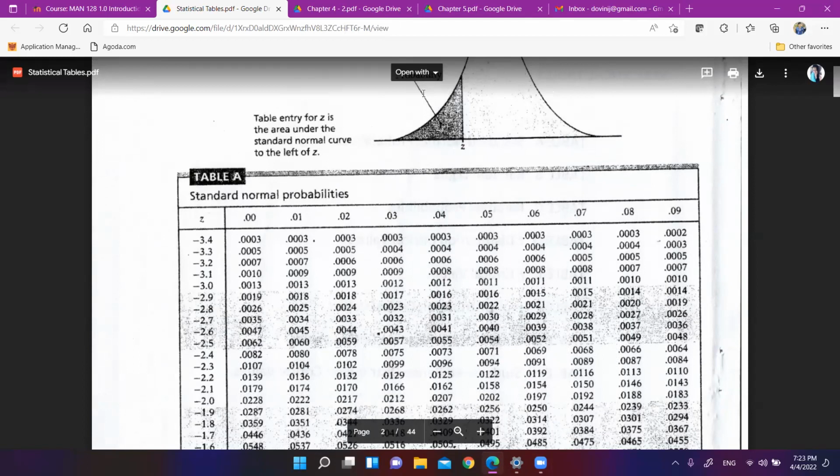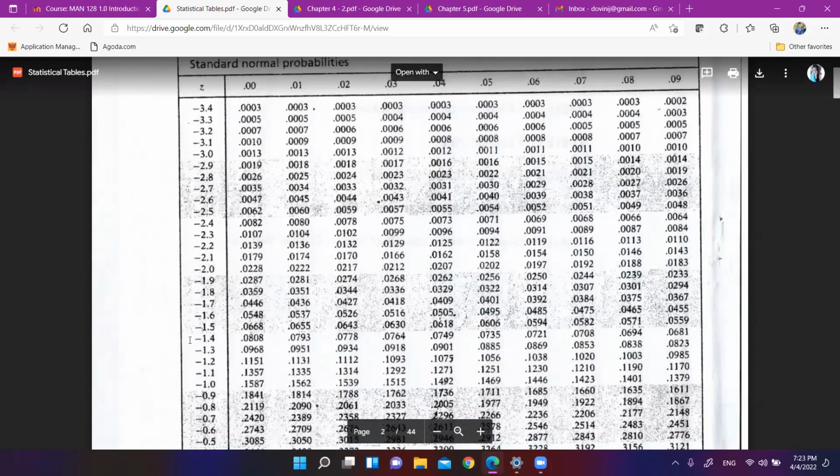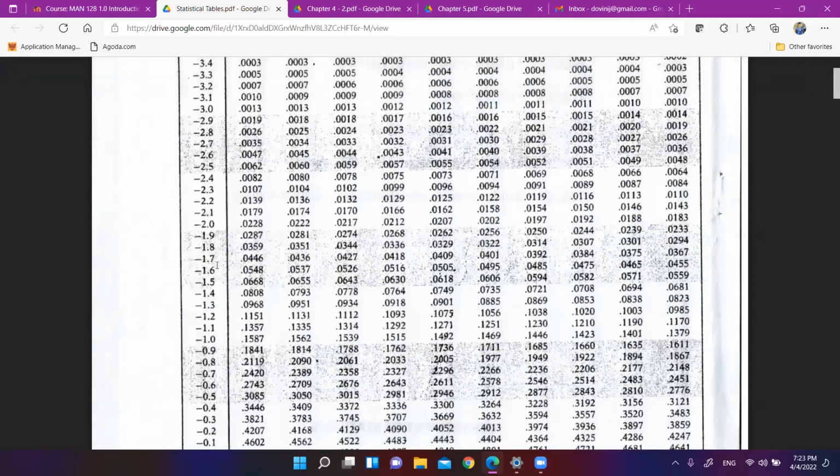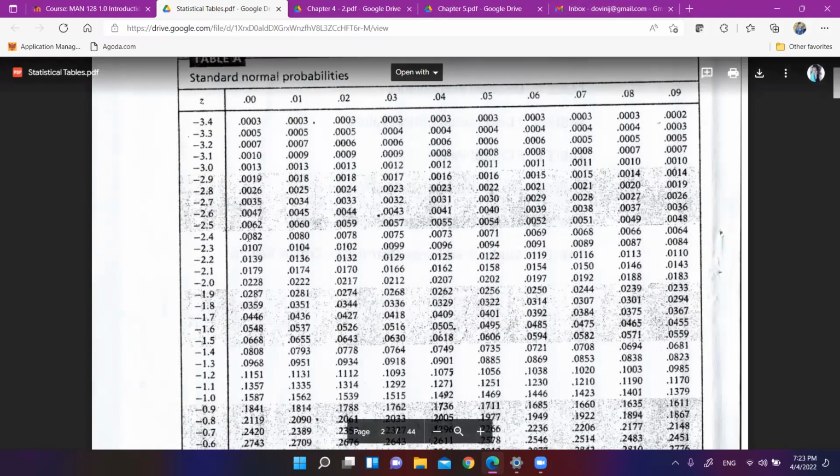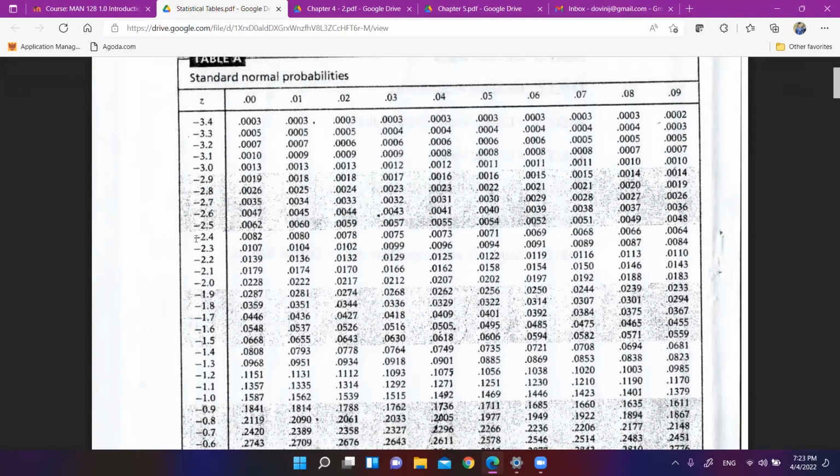Because it's symmetric, we can look at the negative side, right? So negative 2.8, same thing. 0.0026. Right, straightforward.